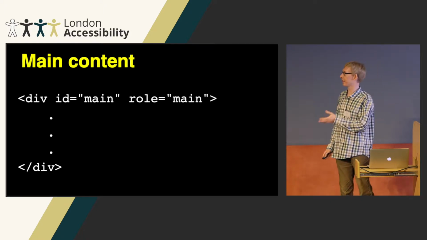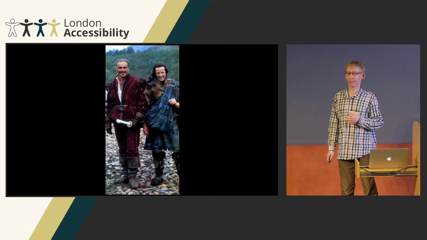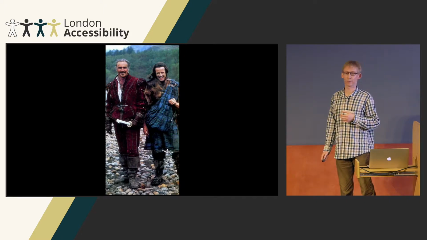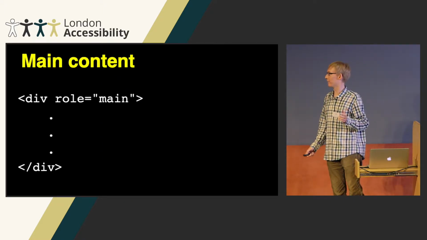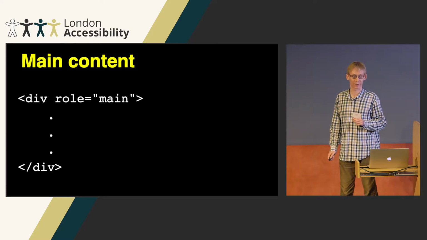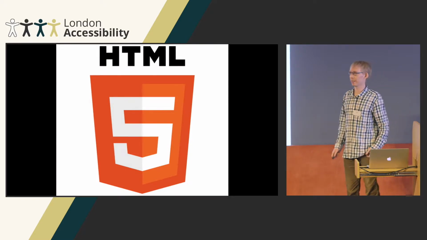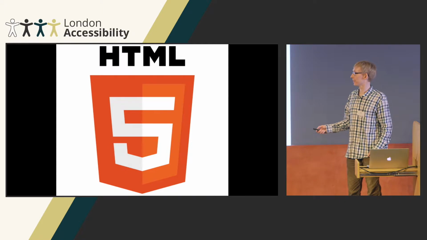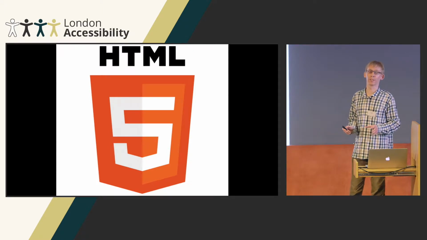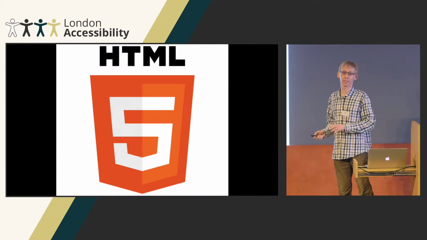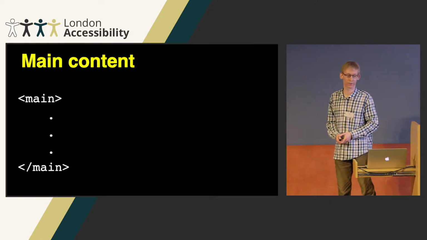Now, this has got an ID of main and a role of main, and programmers generally don't like repetition. And as it goes with Immortals from Highlander, there can only be one main. So you don't need the ID if you want to be brave or just obsessive about not repeating yourself. So you can just have div role equals main. But as Marcy's talk alluded to, and in fact demonstrated, things have got even easier than this. HTML5 brought loads of elements that bring with them landmark roles. So you can actually just have a main element. Couldn't be easier than that. So simple.